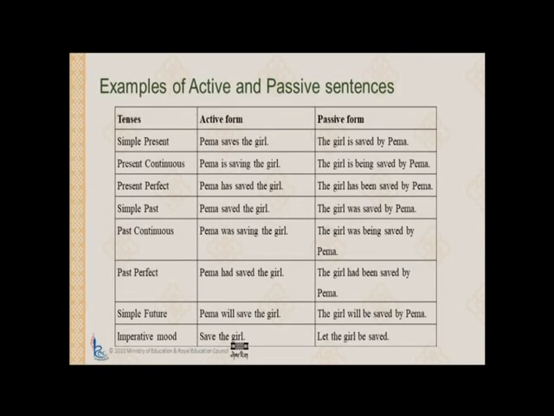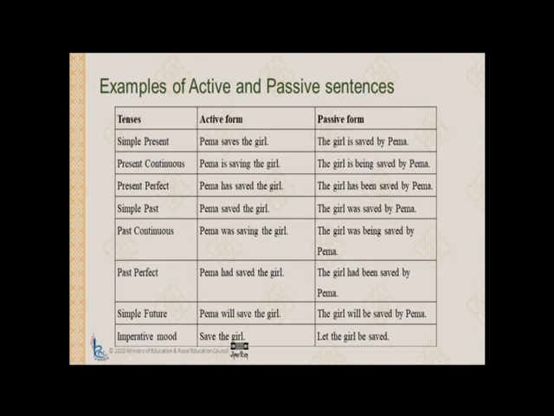Now to change that into passive form, Pema is the subject in the active voice. Now Pema becomes the object in the passive form and the girl becomes the subject. And the verb to be and the past participle of the verb form. That you should remember always, okay?